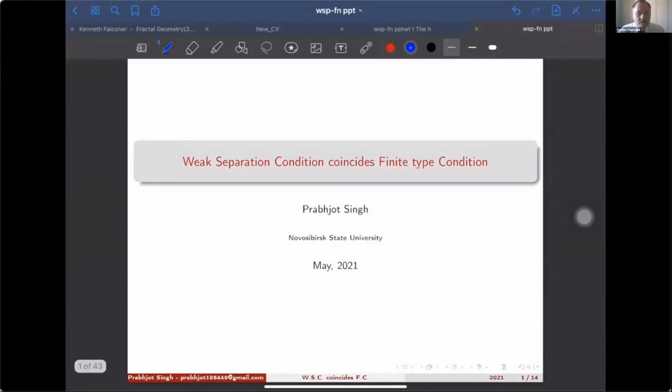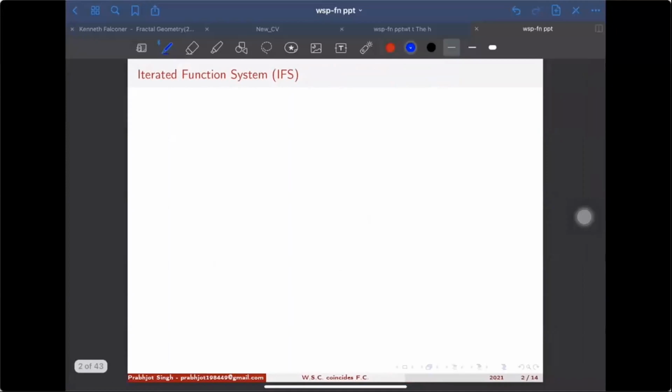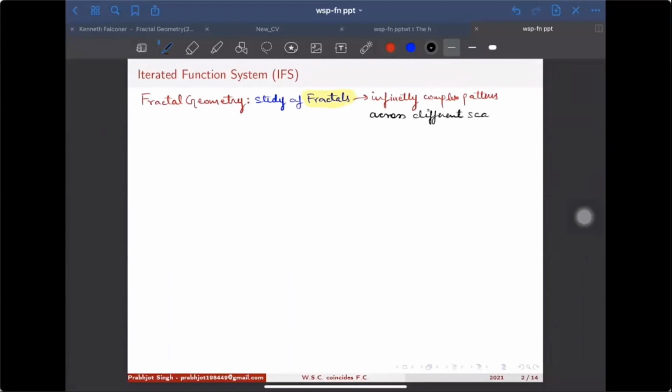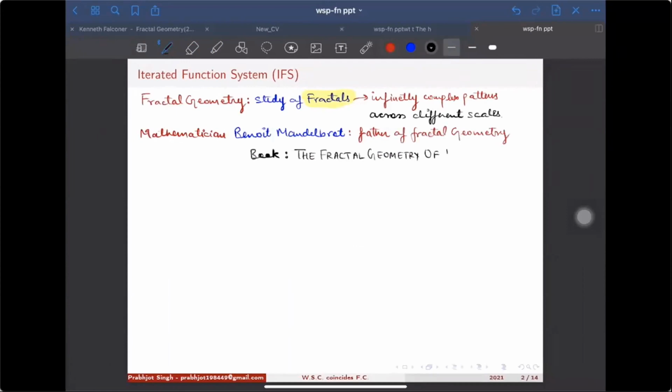The topic of my talk is weak separation condition coincides finite type condition. Before explaining definitions, I would like to make you all familiar with fractal geometry, which is the study of fractals. So what are fractals? Fractals are infinitely complex patterns that are self-similar across different scales. A famous mathematician, Mandelbrot, is called the father of fractal geometry. His book, The Fractal Geometry of Nature, published in 1982, explains a lot of concepts about fractal structure.